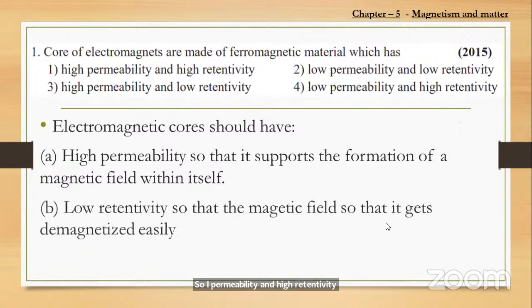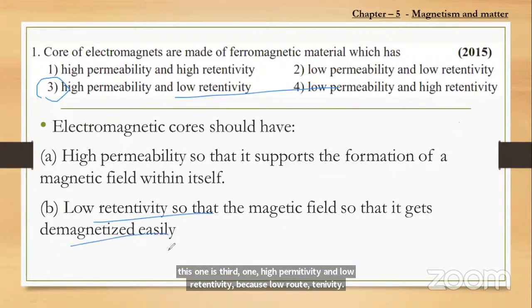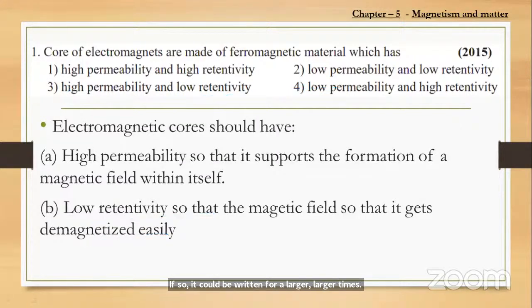So come to the next one. Sorry, remember, the option for this one is the third one, high permeability and low retentivity, because low retentivity will demagnetize easily. That's why in an electromagnet they use this one.